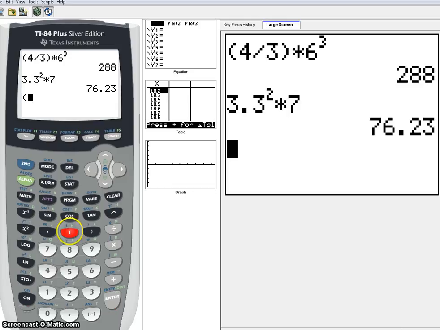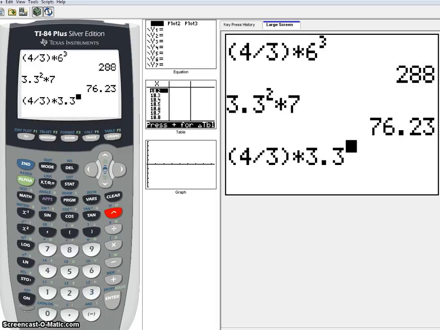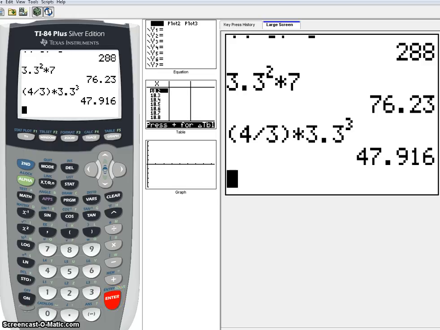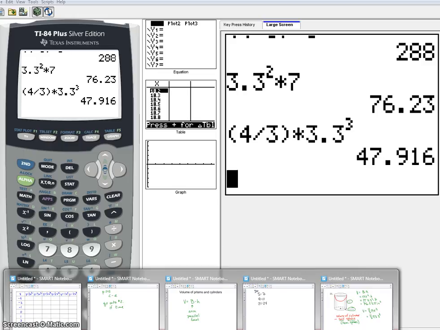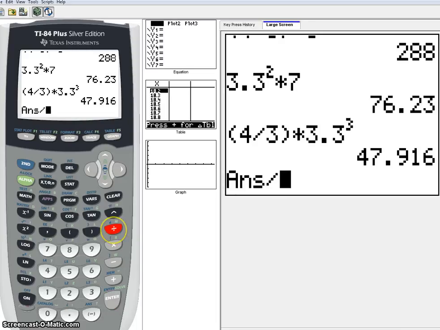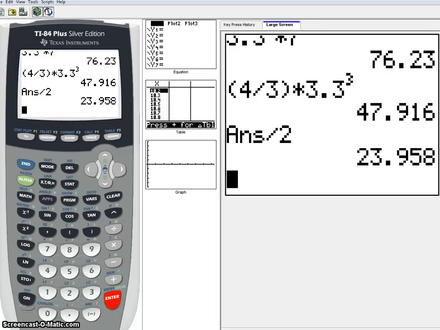So we're going to take 4/3 times 3.3 cubed. So in our parentheses, 4 divided by 3 times 3.3. Use your caret. Yours is going to look a little different when you enter this, but you should get the same answer. So 47.96. Now if we go back here, we remembered we want half of that, right? So we take this number that we just got and divide it by 2 because we want the hemisphere. So I'll take that, divide it by 2, and we get 23.958.